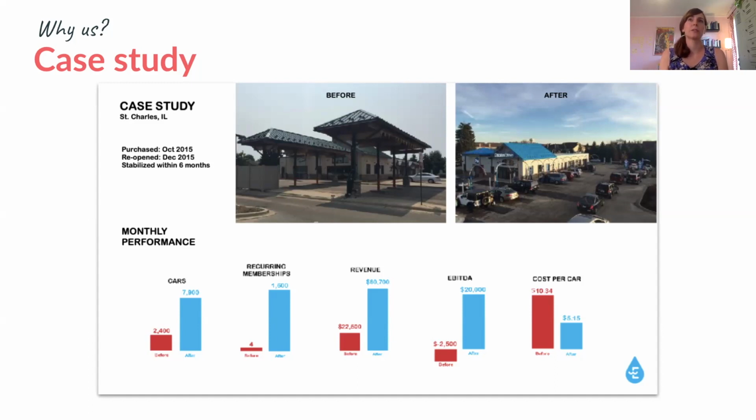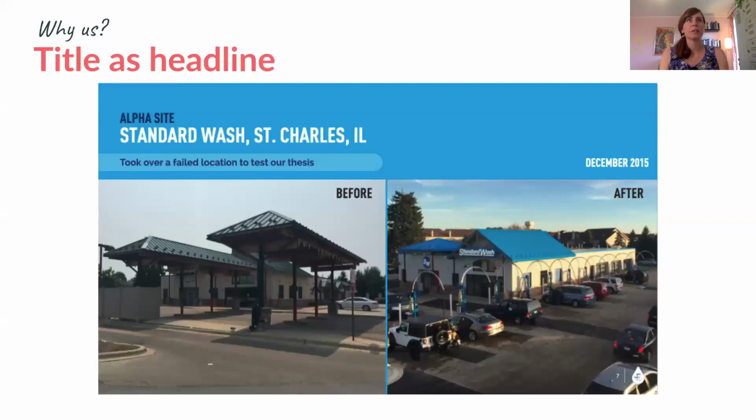Here's how the case study looked before. He had these pictures, but you really couldn't see them. He had a lot of data, and he had a little bit of a sense of what happened, right? I purchased it here, reopened it here, stabilized it. Here's what we did. We turned it into 2 slides.